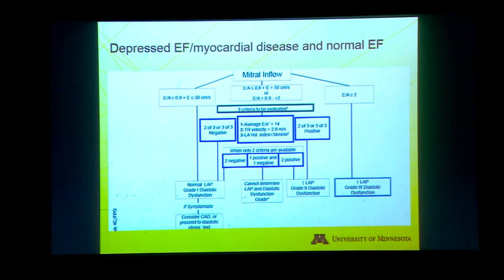So we'll come back to this algorithm here. E by A is 1.8, so that will put us somewhere here. And then E by E prime is 10.6. Once you come into this part of the algorithm, you see what the average E by E prime is. It's not more than 14. 10.6, not more than 14. And then the TR velocity we got was 2.58, which is less than 2 meters per second. When only 2 criteria are available and we have 2 negative, that takes us to normal left atrial pressure, grade 1 diastolic dysfunction.